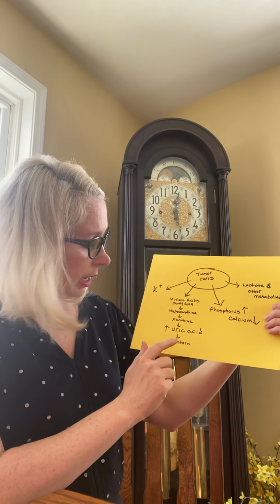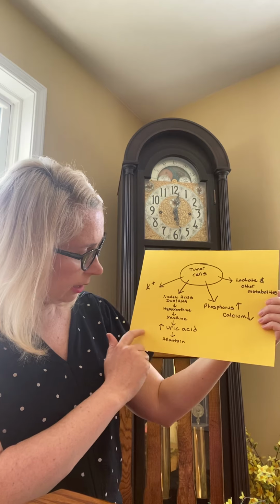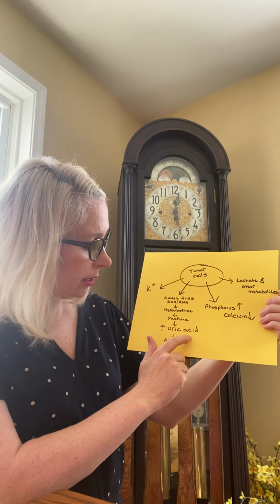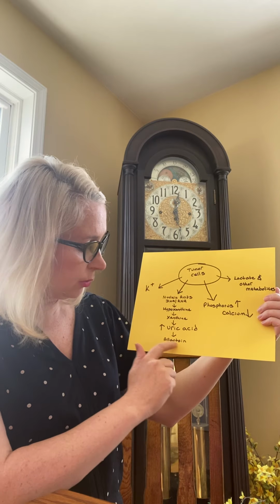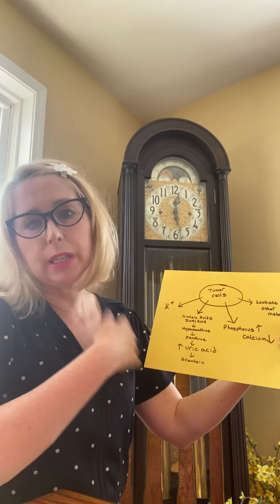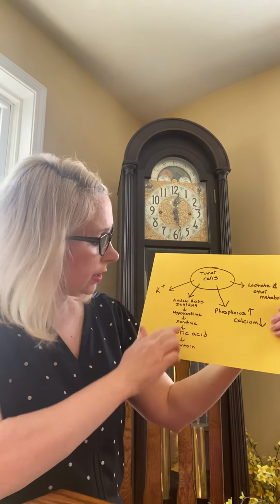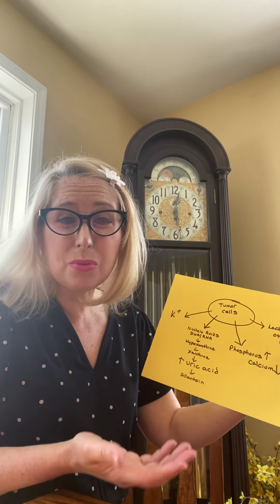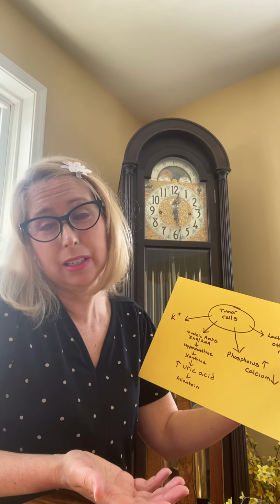Rasburicase breaks down uric acid, so it comes in down here, and it breaks down uric acid into a more soluble form, allantoin. And that will help to get that excreted. So they work in a different part here with this high uric acid, and they work in different ways, and it's really important that we understand that.